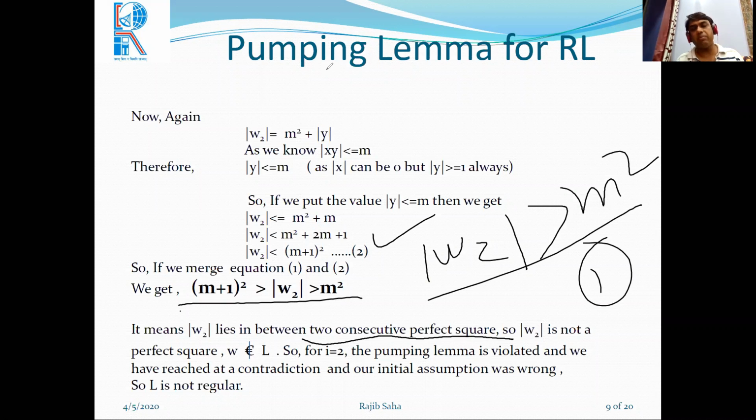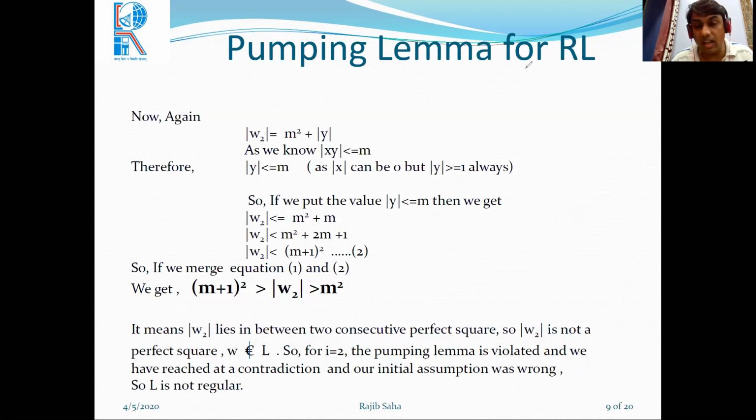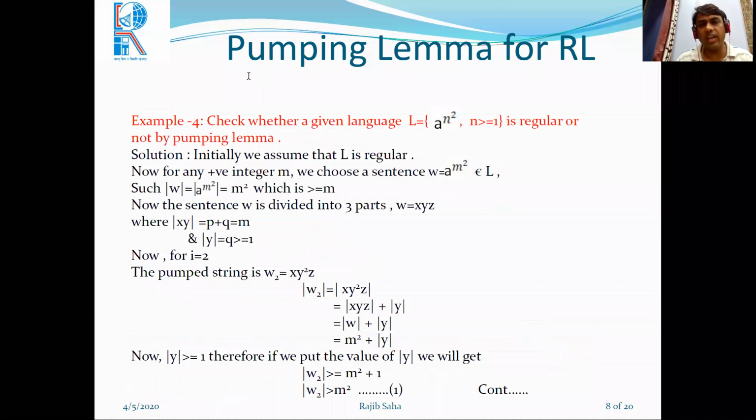So if a value resides in between two consecutive perfect squares, suppose 4 square and 5 square, that means in between 16 and 25, if the value is 19, then 19 cannot be a perfect square because it lies in between two consecutive perfect squares. Okay, so our initial assumption, where we assumed that the length, that is m square, which is a square number, is wrong. Our initial assumption was wrong, so L is not regular. Clear? So this example is basically another type to check whether a language is regular or not using the pumping lemma.